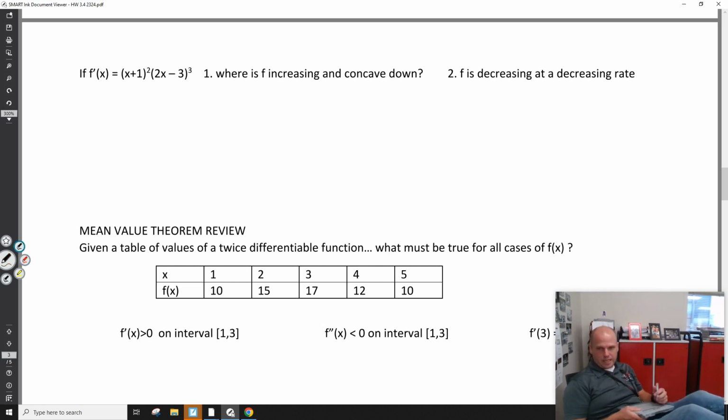I'm immediately regretting asking this question. We're set up to find f prime sign analysis.